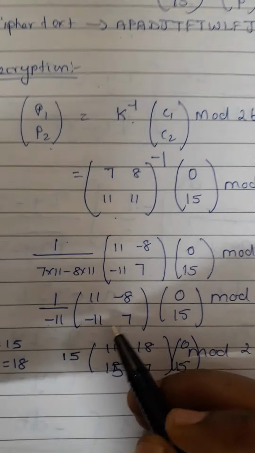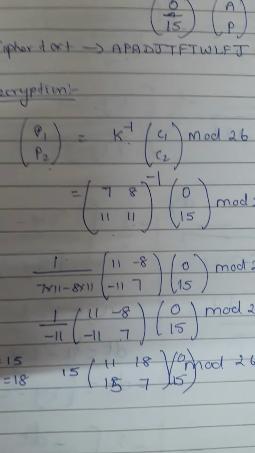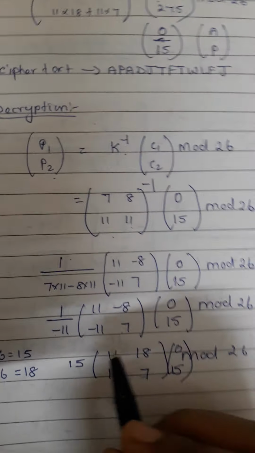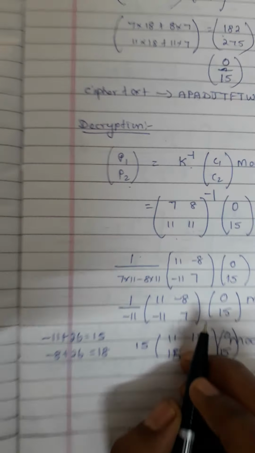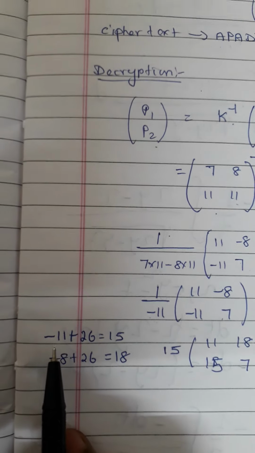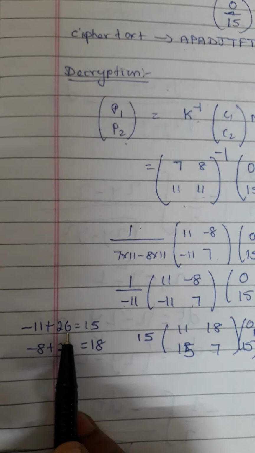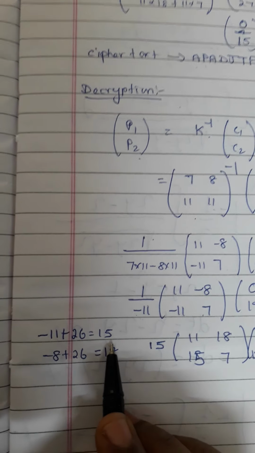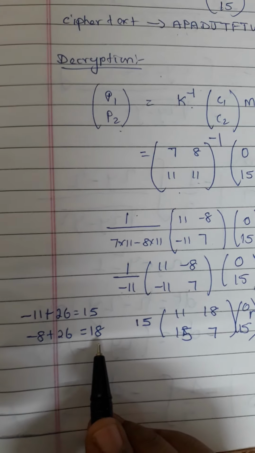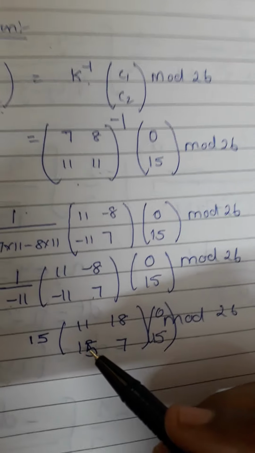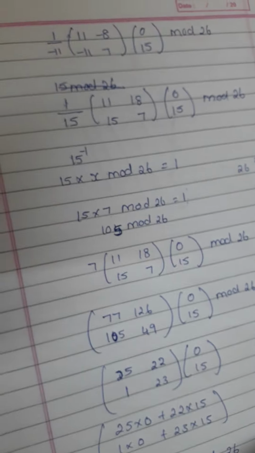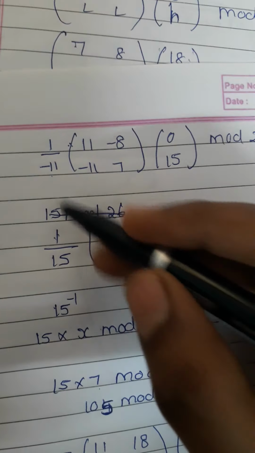Next, 1 by minus 11. Now in this case, what will happen? There are no alphabets having a minus value. So what you have to do is, total 26 alphabets are there, so you need to take minus 11 plus 26, because no negative letters are there. That gives you 15, and minus 8 plus 26 gives you 18. So that you have replaced here: 11, 18, 15, 7, 0, 15. And in the place of minus 11, 15 came.